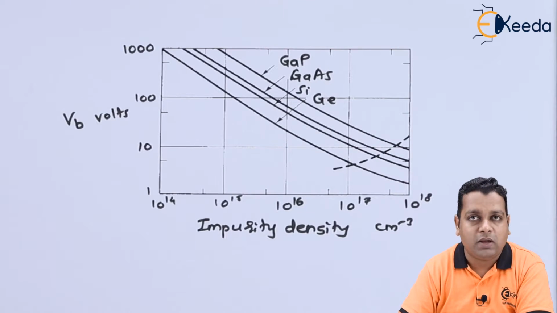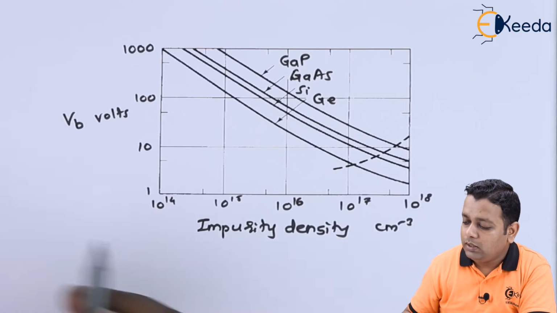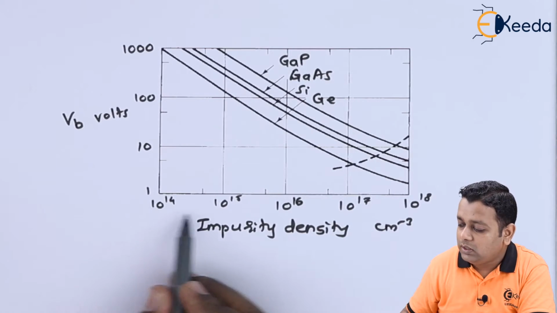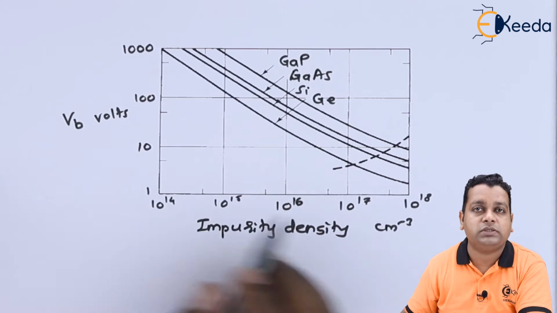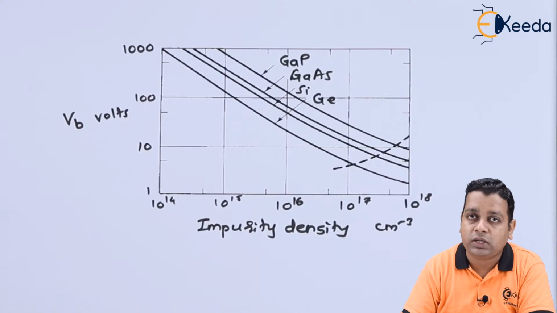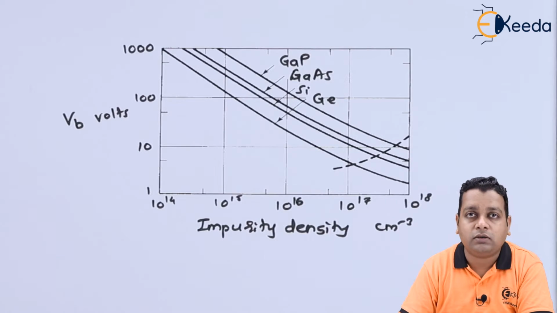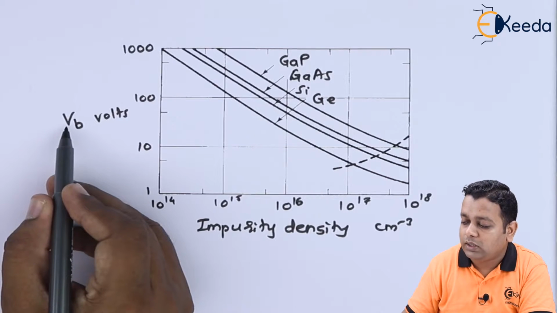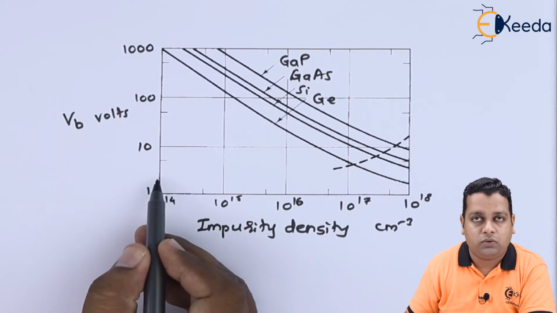Now in this plot, if we go on increasing the impurity density, that means if we go on increasing the doping concentrations in the extreme semiconductor regions of the diode, the breakdown voltage will be of lower order.